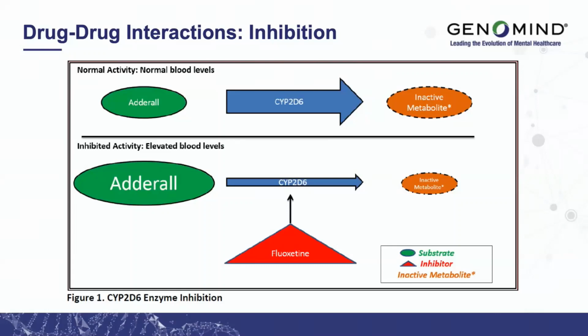Now, let's imagine you gave someone Adderall, and at the same time, a different prescriber gave them fluoxetine or Prozac. Fluoxetine is one of the more potent 2D6 inhibitors out there. You notice the magnitude of 2D6 shrinks once fluoxetine is on board. So once you have less enzyme available, you cannot efficiently break down your Adderall. Your Adderall levels start to increase when fluoxetine is added to the drug regimen.